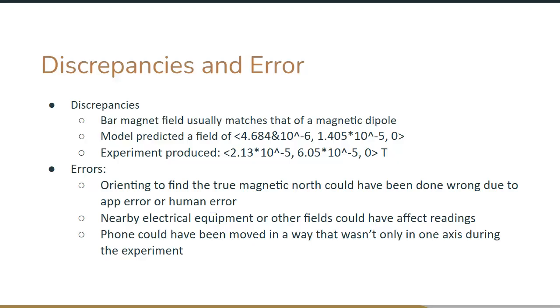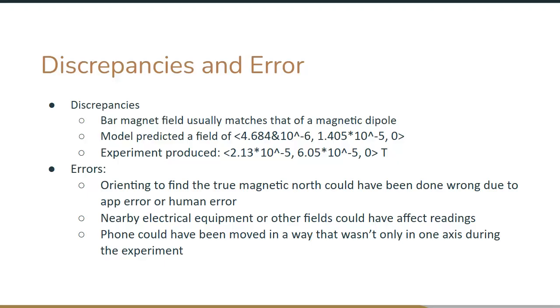Some discrepancies existed between my experiment and model results. The computational model produced a field of 4.684 times 10 to the negative 6 in the x and 1.405 times 10 to the negative 5 in the y, while the experiment produced 2.13 times 10 to the negative 5 in the x and 6.05 times 10 to the negative 5 in the y.